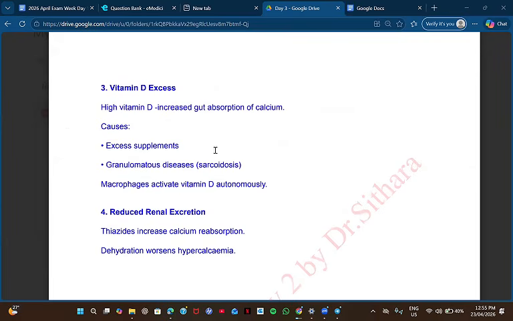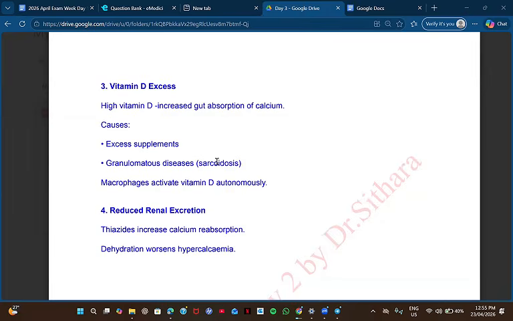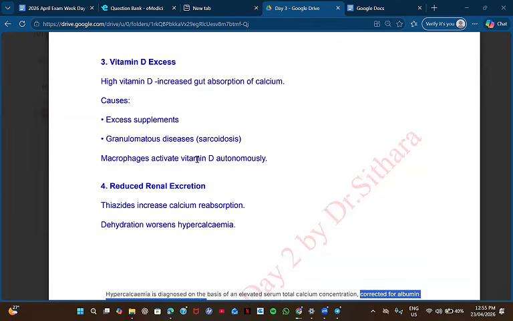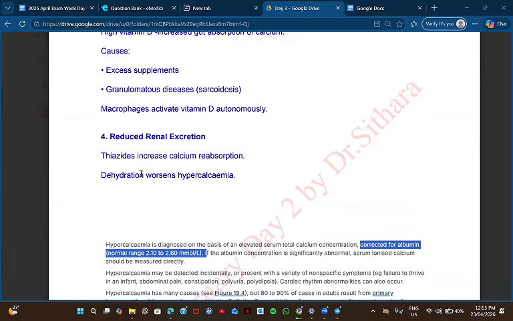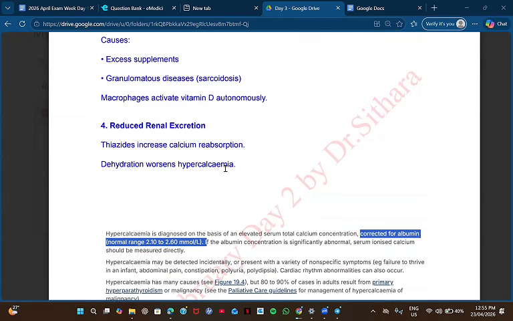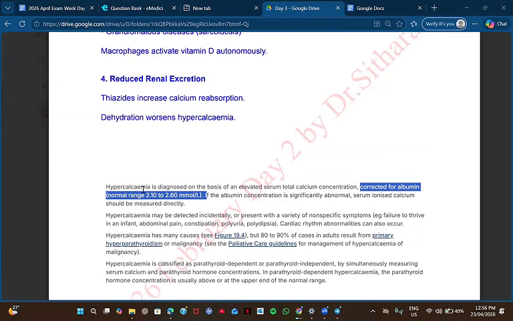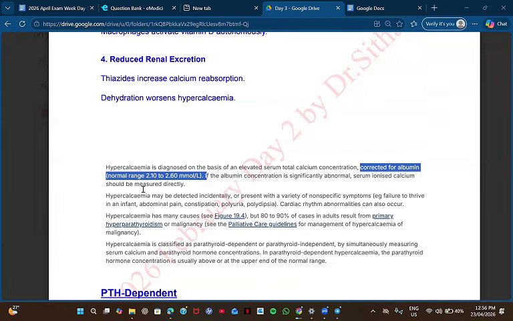Then vitamin D excess can also cause hypercalcemia. How? Vitamin D increases gut absorption. We all know gut absorption is increased by activated vitamin D, so excess supplementation can be a cause. Then reduction of renal excretion: thiazides increase calcium reabsorption, and dehydration also causes hypercalcemia. But you should be very concerned about primary hyperparathyroidism and malignancy-related hypercalcemia. Very important. Those are the two most common causes of hypercalcemia.